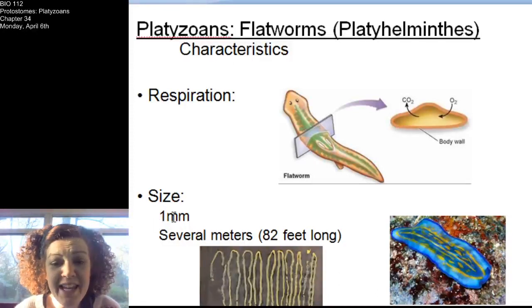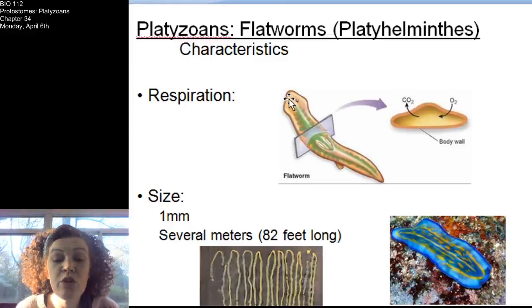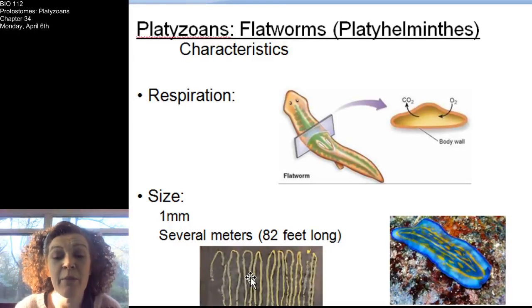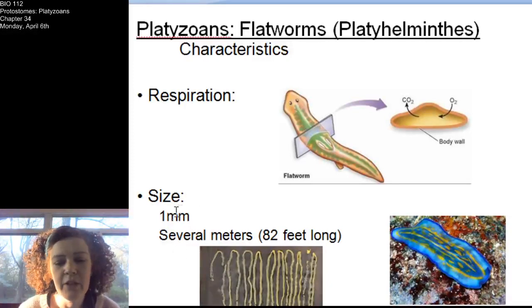So a huge range in sizes. From itty bitty, about a millimeter, typically like Planaria, those little free-living flatworms, up to many meters. Flatworms can get really huge, and those huge ones are typically the tapeworms, whereas the smaller ones tend to be those free-living flatworms, and also flukes. Flukes are pretty small too. They can be. The trematodes.